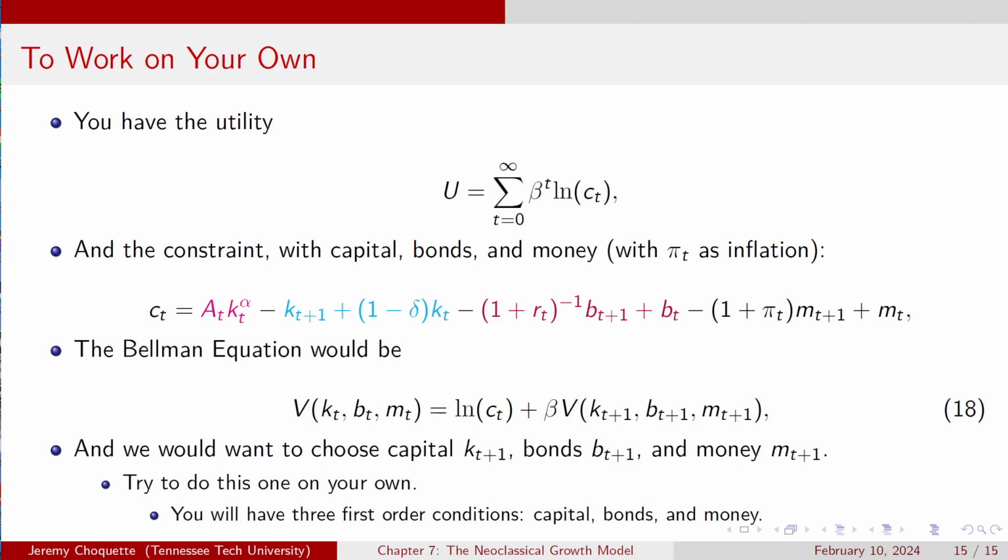So really, yes, you do have to take the derivatives of that, but you don't really, because you already know what they are. Just make sure that the arguments in your v functions are updated to include money. So really, the only one that you haven't seen yet is the derivative of v of kt, bt, and mt with respect to mt plus 1. So you're choosing kt plus 1, bt plus 1, and mt plus 1.